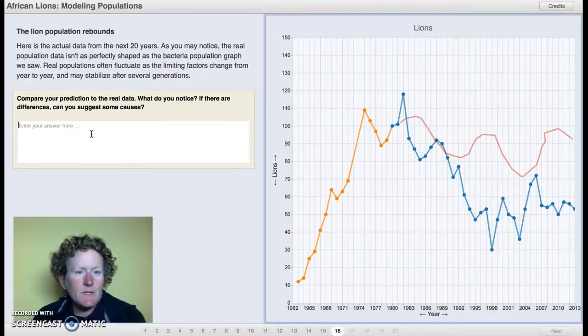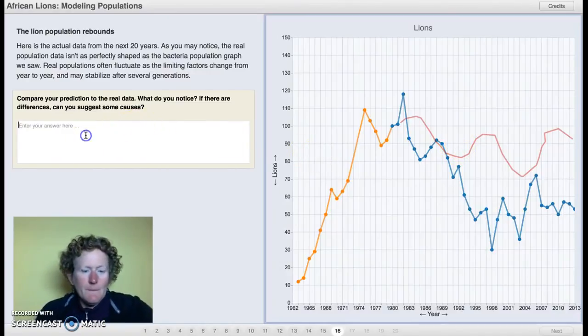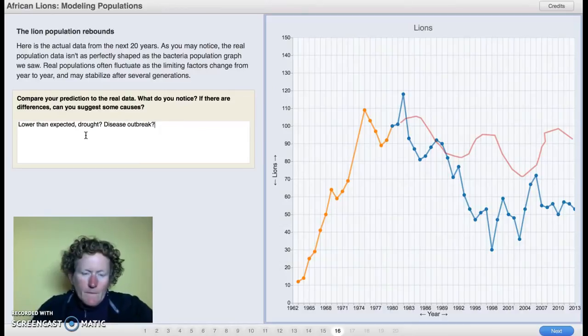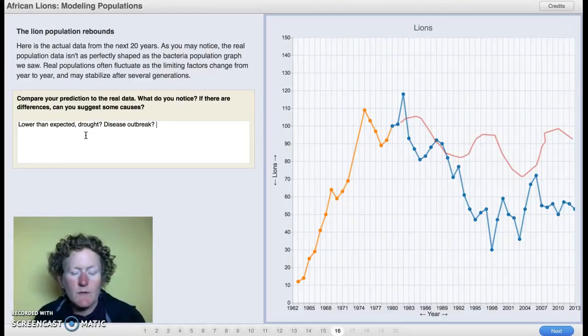So compare my prediction to the real data. What do I notice? Are there differences? Can I suggest some causes? Well, it's a little bit lower. Maybe drought had affected the crater, or maybe there was another disease outbreak. Or maybe there were some lion poachers that came in and took a bunch of lions. I don't know. Let's find out.